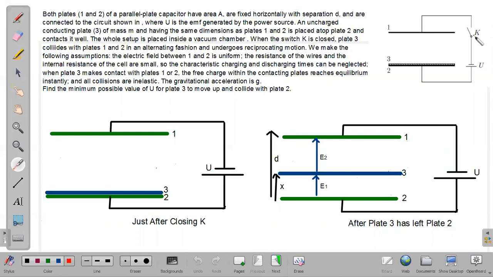When the key is closed, for some reason, plate number 3 will jump upward. It will move upward, and then ultimately it will collide with the plate number 1. And we have to find out the necessary conditions for this collision to take place.